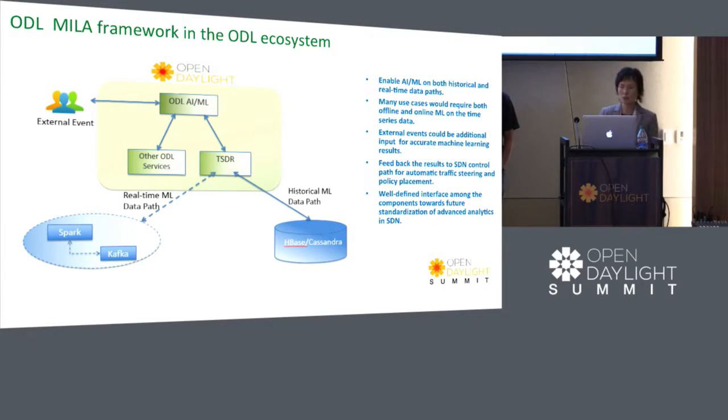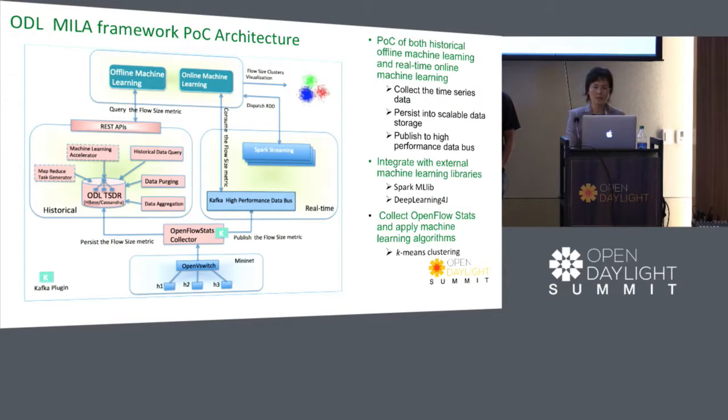And for that, we believe we need an architecture to enable that. Here, we are exploring Kafka and Spark together to provide that capability. Based on that, we have a POC architecture. Again, we are not designing the framework yet, but instead we are exploring the technology to see how we integrate together with ODL. Okay, and then I'm going to show a very short demo in a minute.